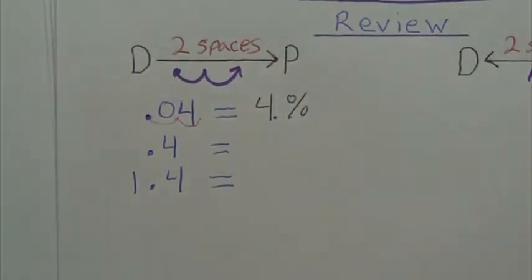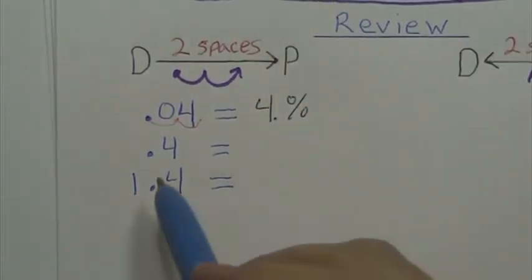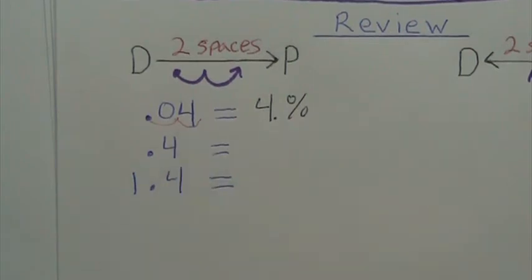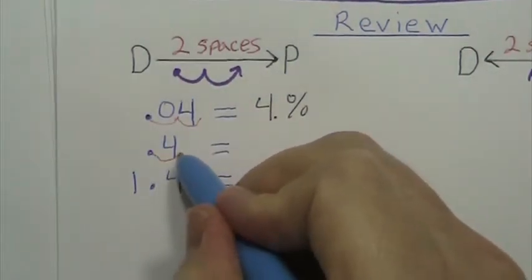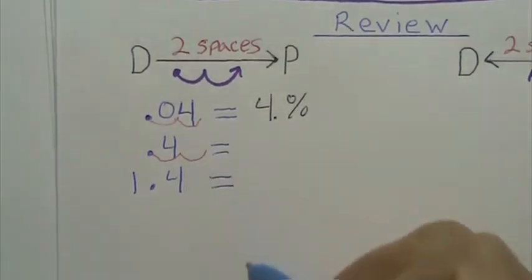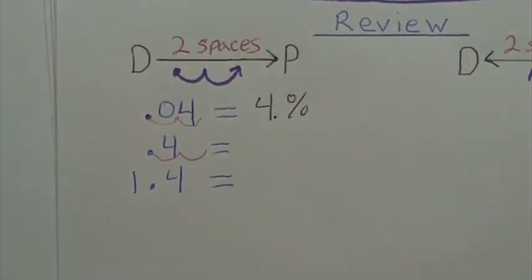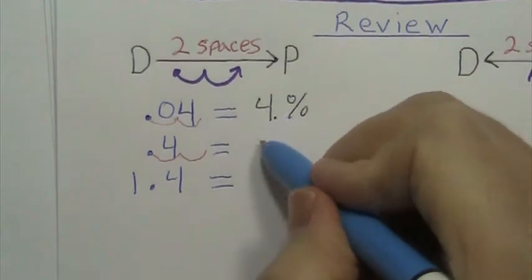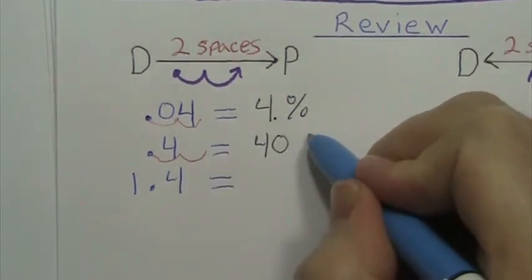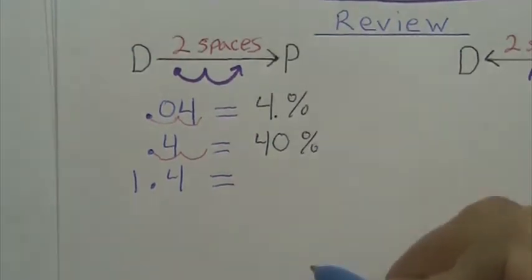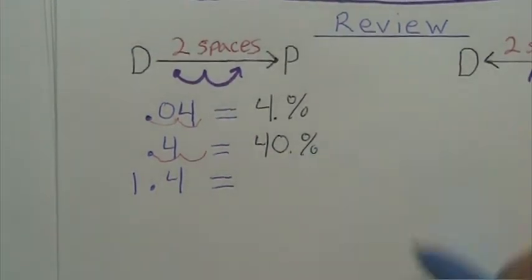Percent. How about the next one? Move it over 2 spaces. If you move it over 2 spaces, you're going to have to put a 0 in there for a placeholder. So the answer would be 40%. If you want to put a decimal, you can.